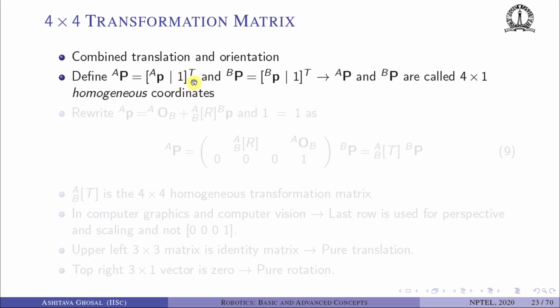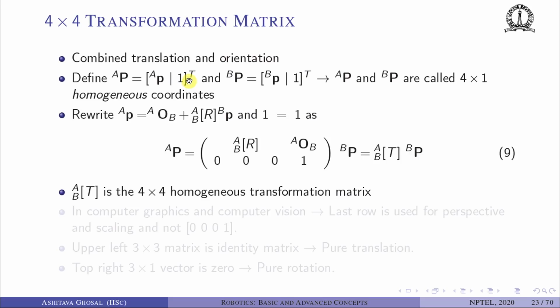We add one more row of 1, so it becomes a 4 by 1 column vector. Likewise, B of P, capital P, is BP small p, and we have another row which is 1. This A capital P and B capital P are called 4 by 1 homogeneous coordinates. Strictly speaking, instead of 1, if it was some other variable called W, so we have X, Y, Z for the top 3 and W, then it is homogeneous, but W could be equal to 1, which is what we do in robotics.